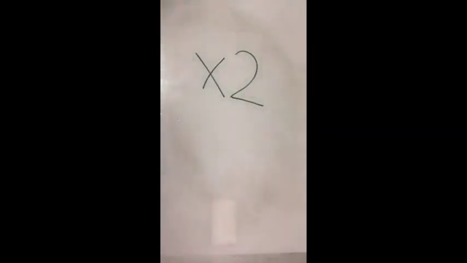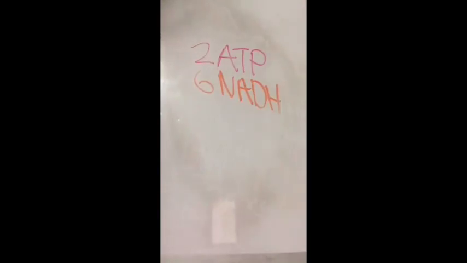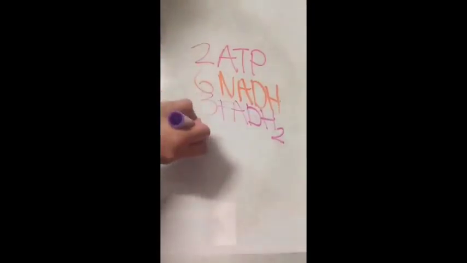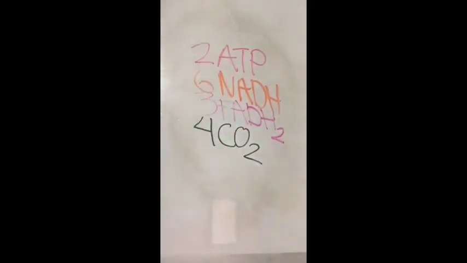This cycle happens twice since there are 2 acetyl-CoAs produced from pyruvate oxidation. It results in the production of 2 ATP molecules, 6 NADH molecules, 3 FADH2 molecules, and 4 carbon dioxide molecules. But now all the carbon from glucose has been converted to carbon dioxide. Up till now, very little ATP has been produced.